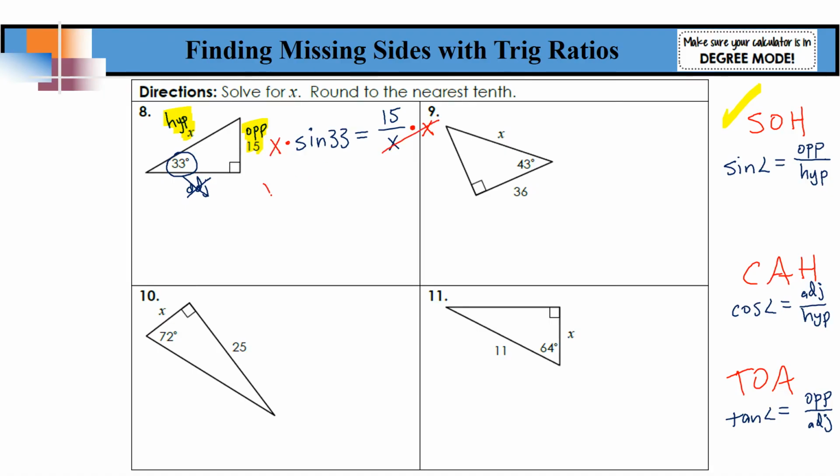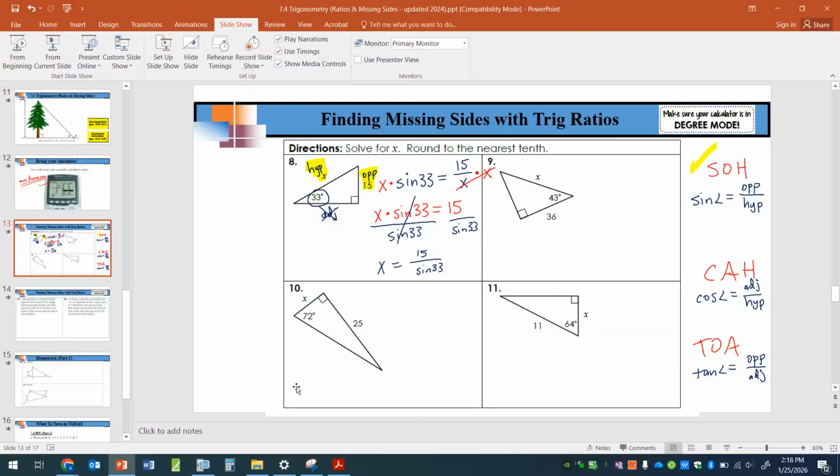And now our equation reads x times sine of 33 equals 15. Now we would like to get x by itself. So what we should do is we should get rid of sine of 33. It's being multiplied by x, so now we can divide both sides by sine of 33. Over here that cancels. And so that means x is equal to 15 over sine of 33. Well, this is where we need our calculators. Let's now type that into our calculators.